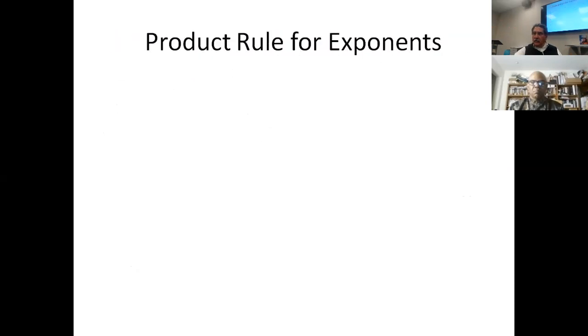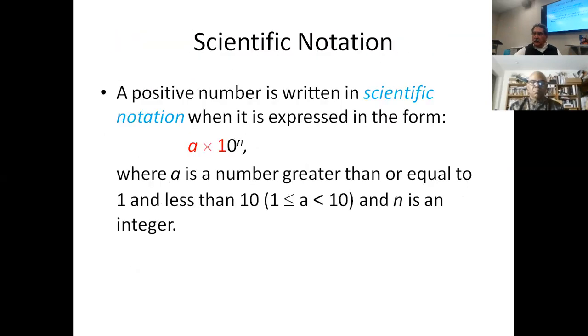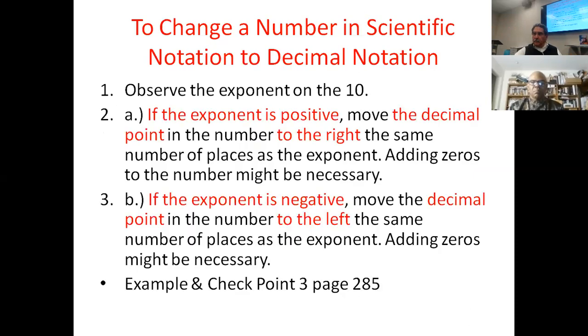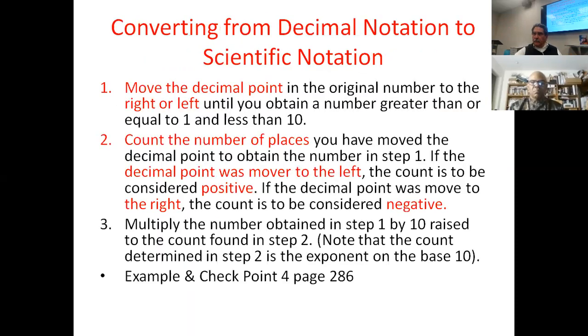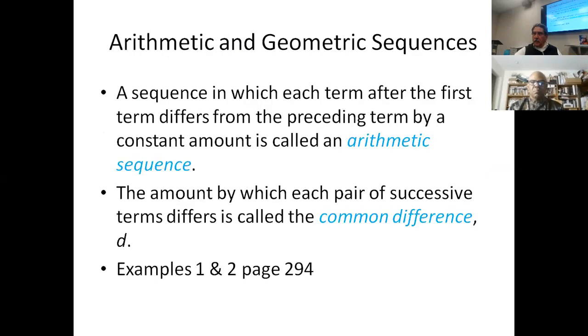Okay, so we talked about these. We did that. Arithmetic and geometric sequences: a sequence in which each term after the first term differs from the preceding term is called an arithmetic sequence. The amount by which each pair of successive terms differs is a common difference. Page 294.